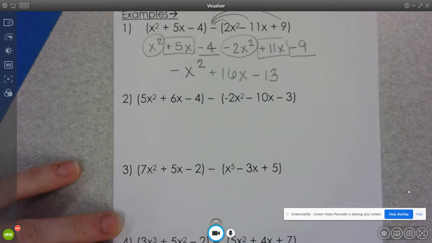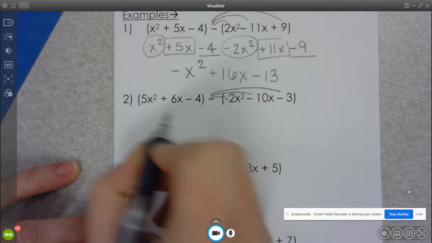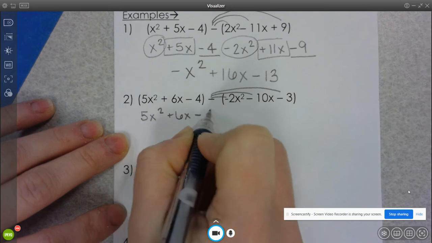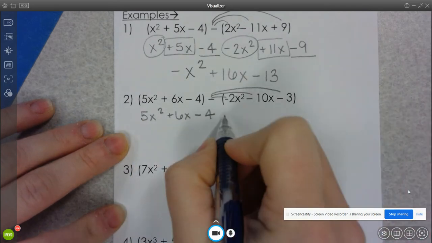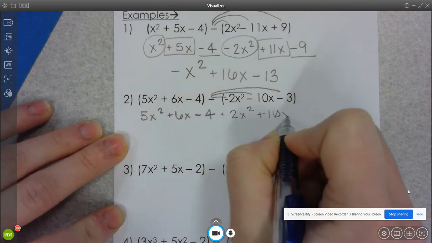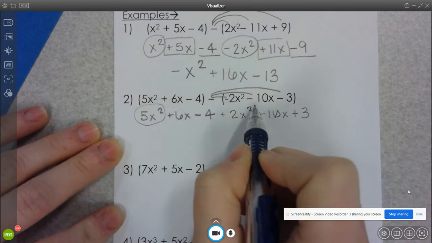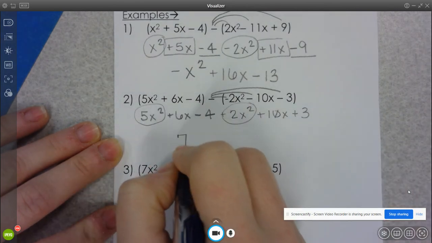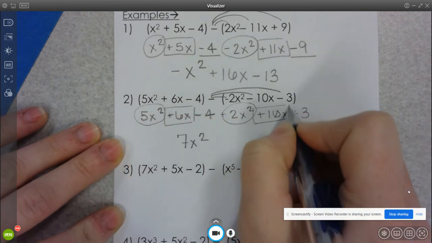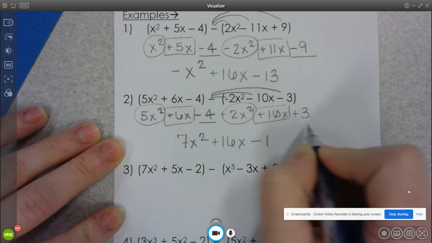Looking at the second one, we're going to do the exact same thing. I'm going to distribute the negative to everybody. The first one stays the same. Distributing this gives me positive 2x squared plus 10x plus 3. Now I can combine my like terms. So I'll have 7x squared plus 16x and then minus 1 from my constants.